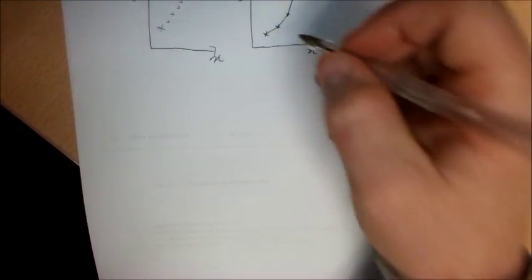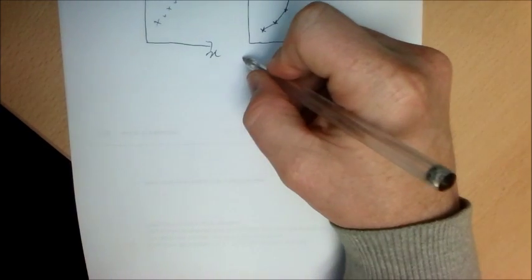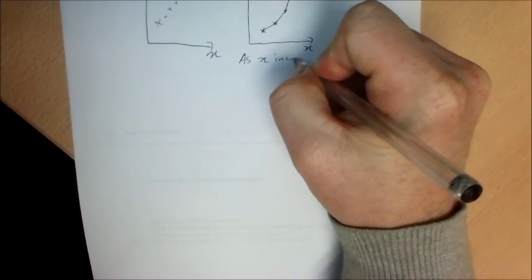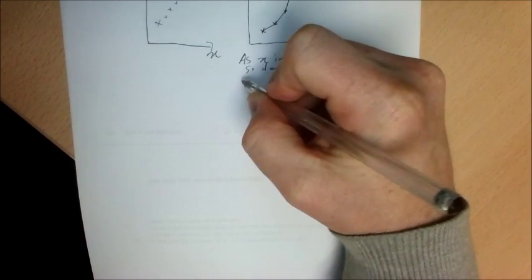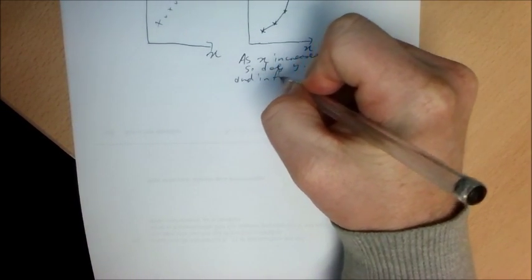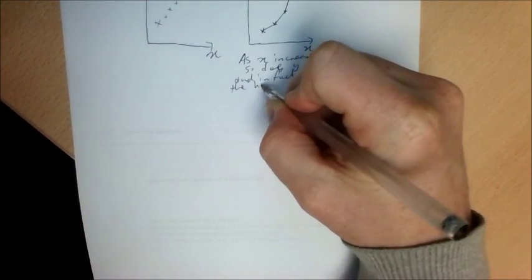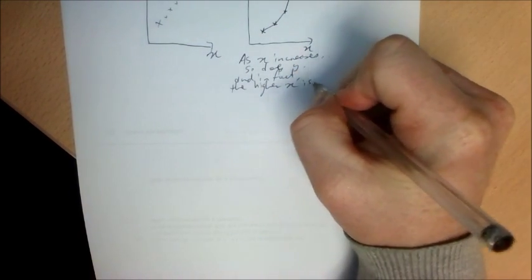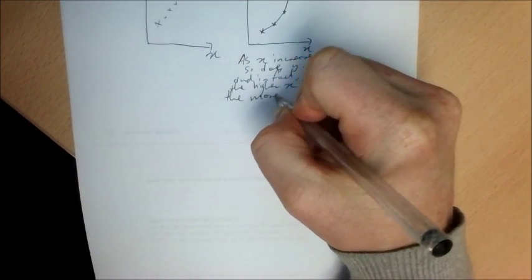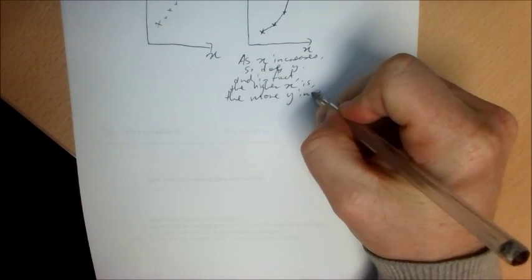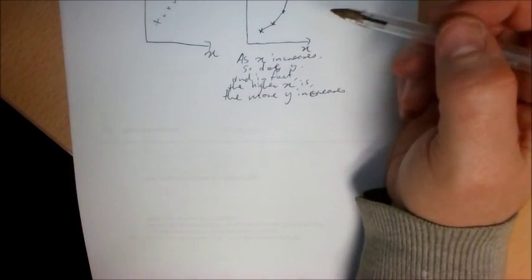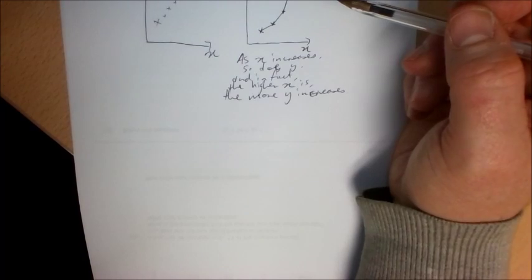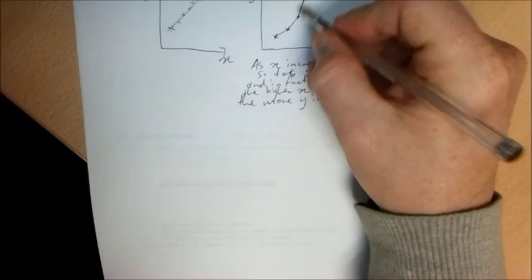And so here, to correctly describe the trend, you would say, as x increases, so does y. And in fact, the higher x is, the more y increases. Now, basically what we're getting at is the fact that the graph is not a straight line. That's a straight line, whereas that is now a curve.